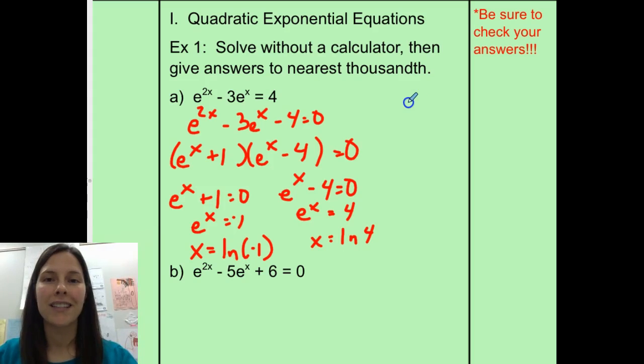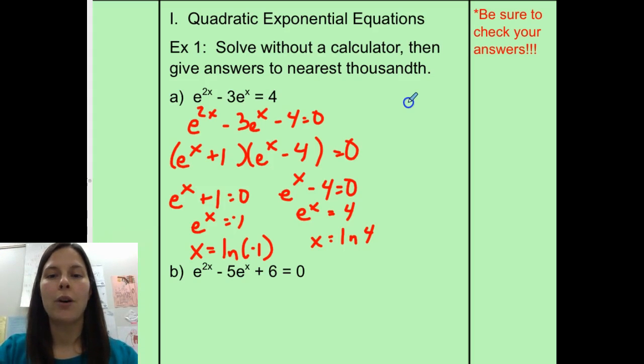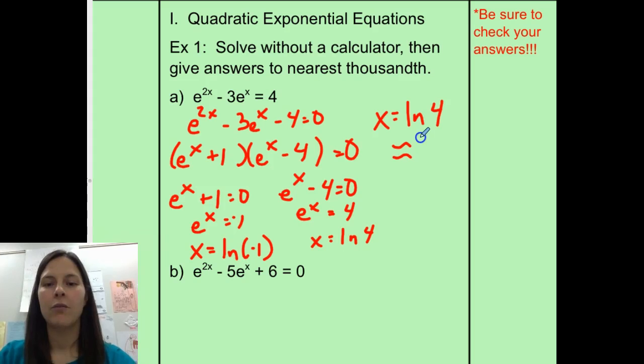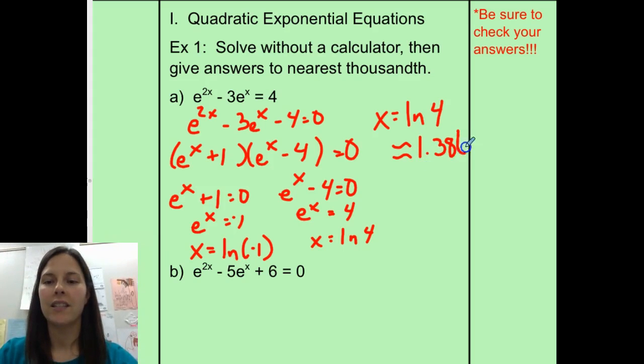Hopefully you recognize we can't take the natural log of -1. That is outside the domain of a log, so it's an extraneous solution. So our one exact answer is natural log of 4, and for a decimal approximation, we have 1.386.